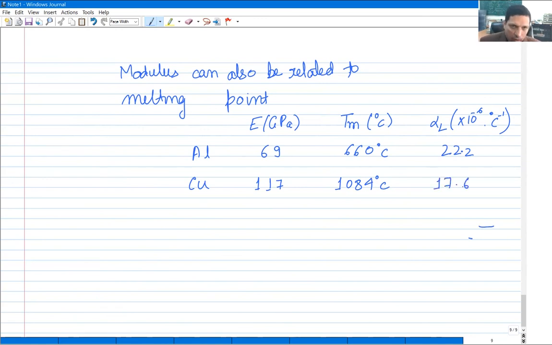Next, we move on to the extreme case, which is tungsten. It has much higher elastic modulus, 407 gigapascal, and its melting point is correspondingly much higher, 3410 degrees Celsius, and coefficient of thermal expansion is even significantly lower, 4.3.